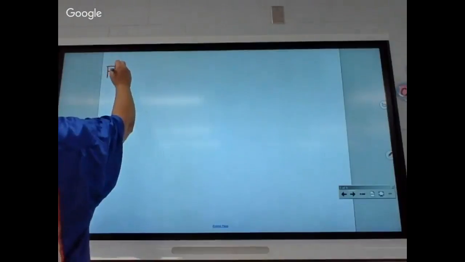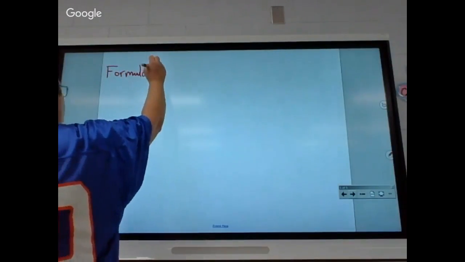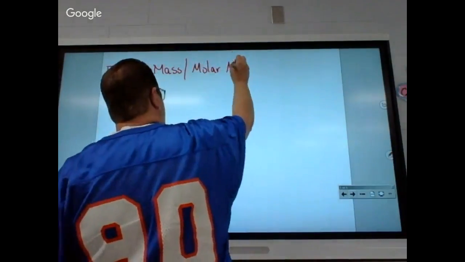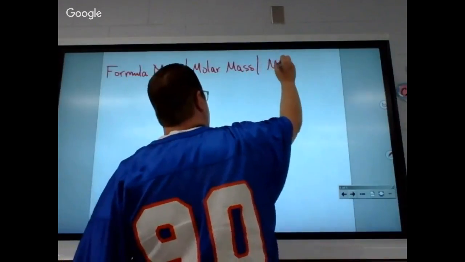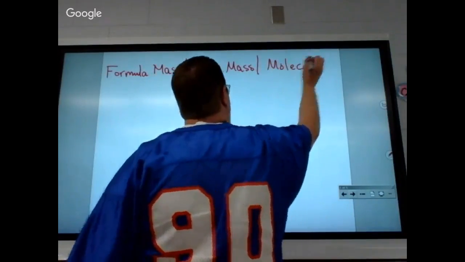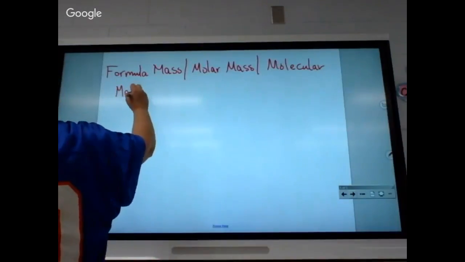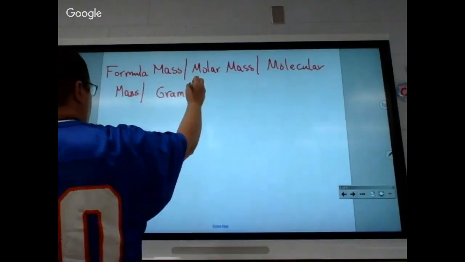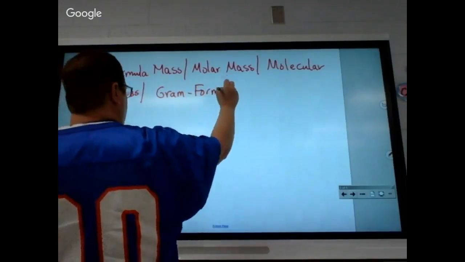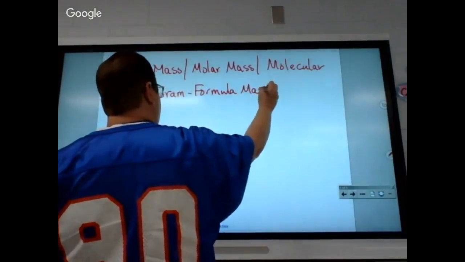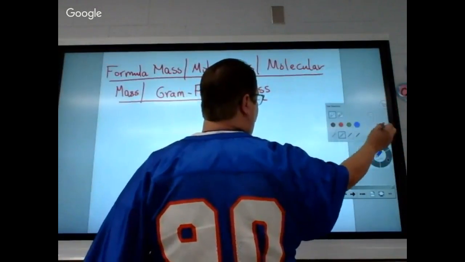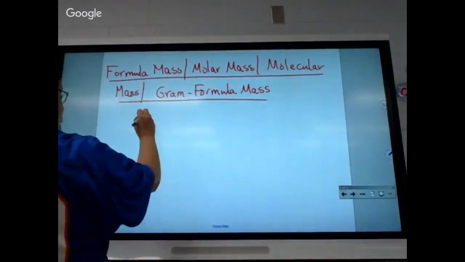All right, so yesterday we were talking about formula mass. What was another name I used for formula mass? We used molar mass. What was another name? Molecular mass. Okay, gram formula mass. All of these names, every one of them, just meant yesterday the mass of a compound.